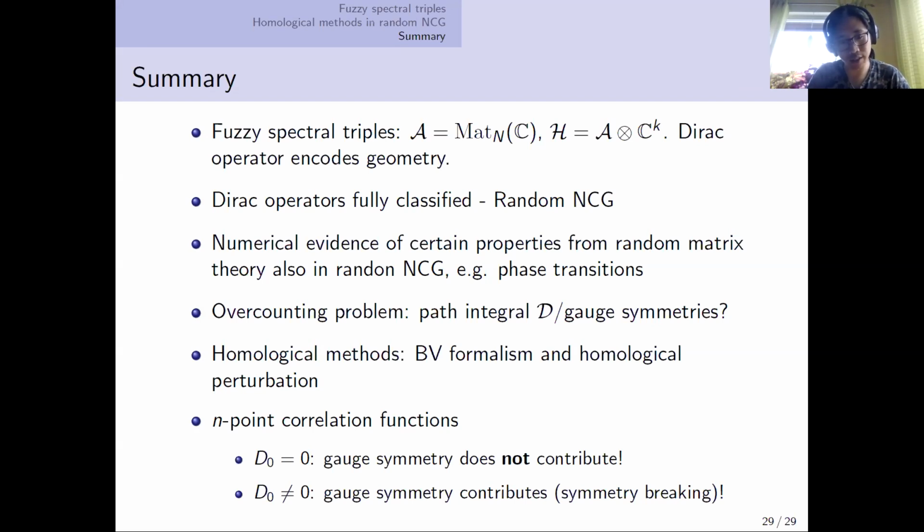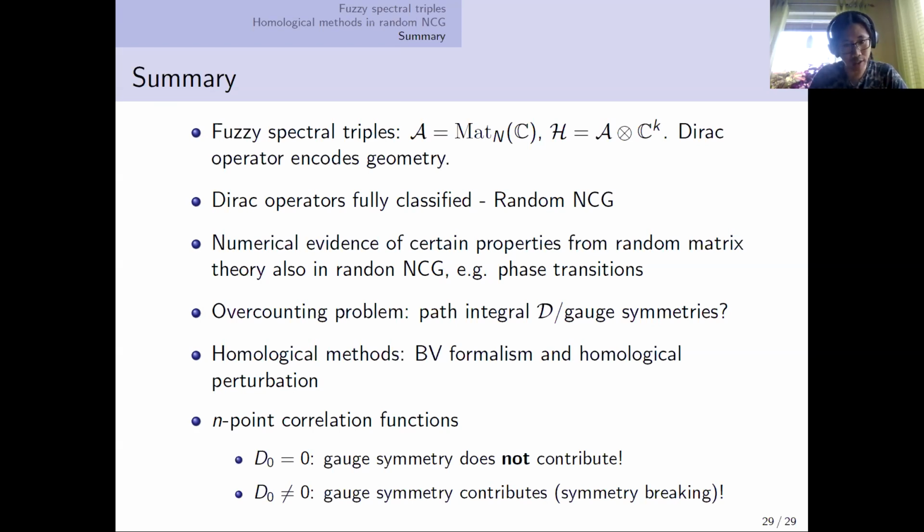The way we do it is to use homological methods, namely the BV formalism and homological perturbation. These are the formalisms we use to compute this path integral, or expectation values, or correlation functions, or whatever we want to call them.